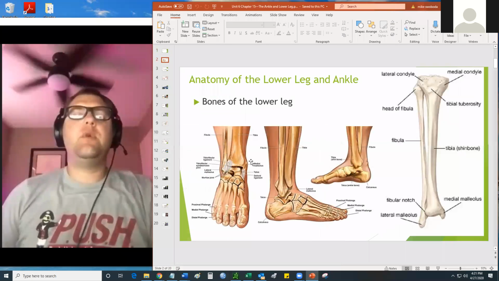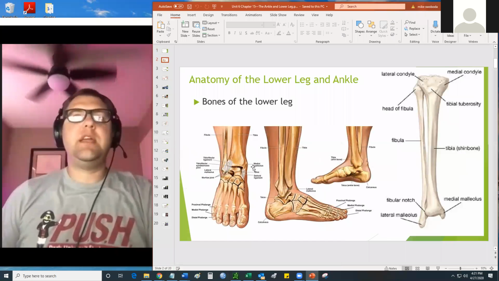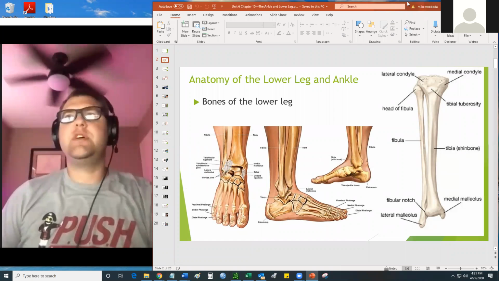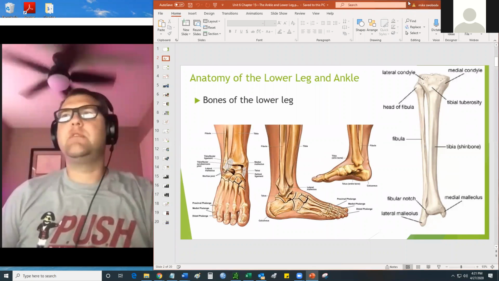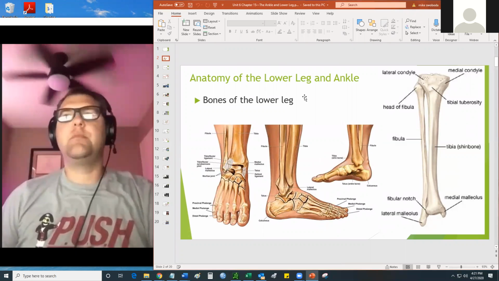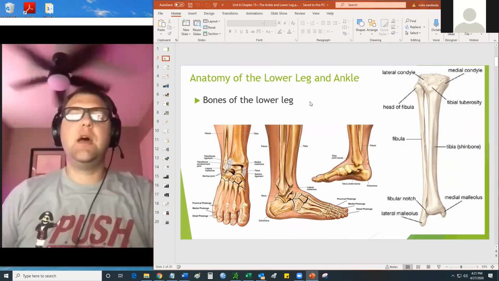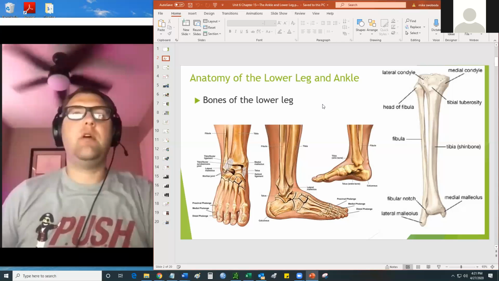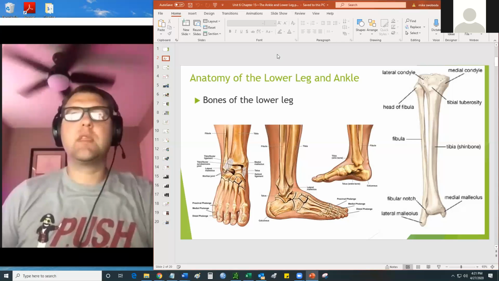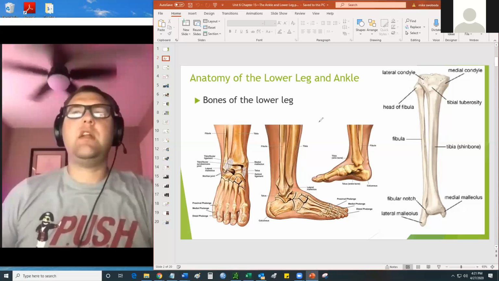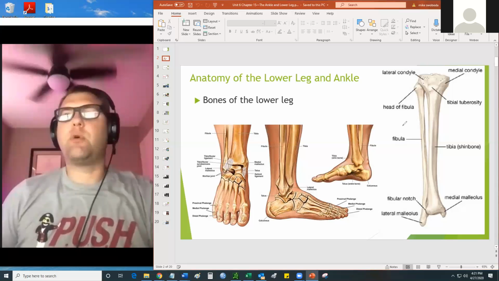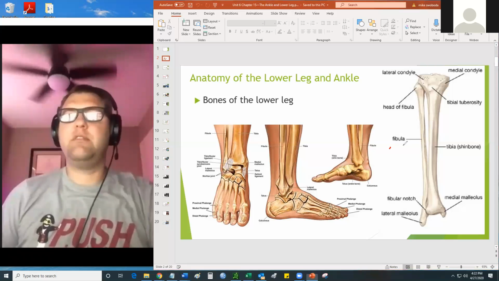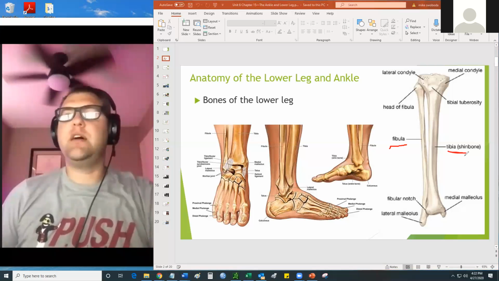As always with the anatomy here, I just want you to have a basic appreciation of it, so you won't necessarily have to know all of the different anatomical structures here. But what you should know are a couple of the bones that make up our ankle and lower leg. The two that are really the most important here are the bones in the lower leg itself, and that's the fibula and the tibia.